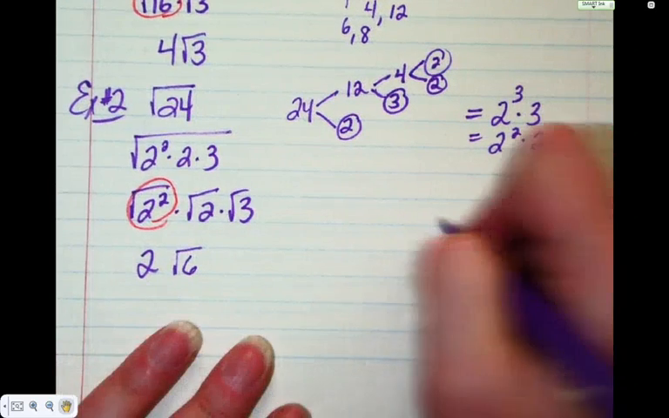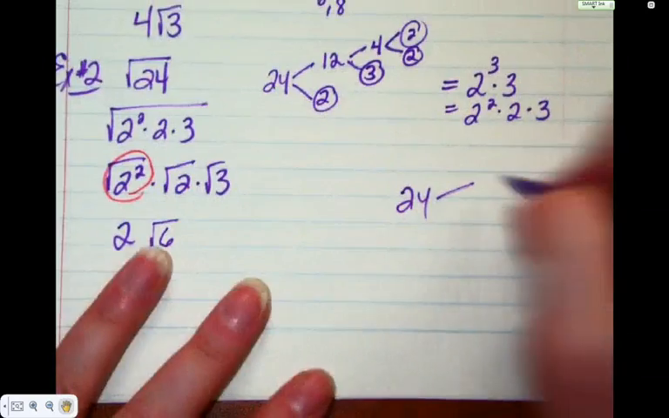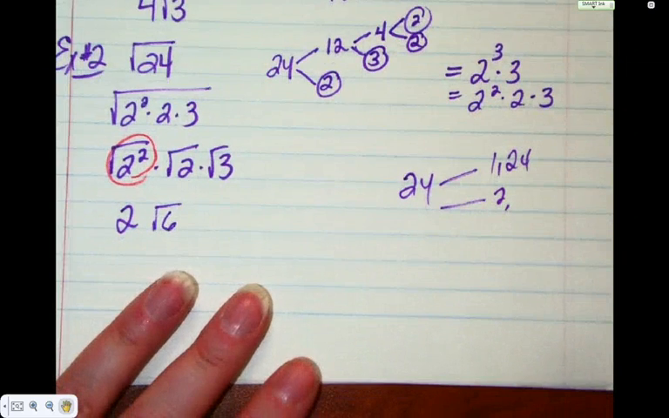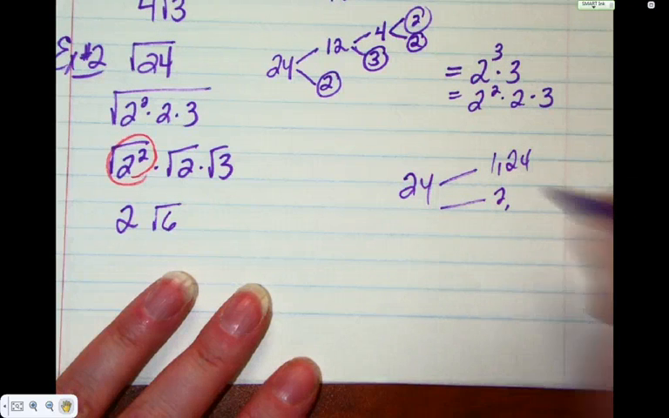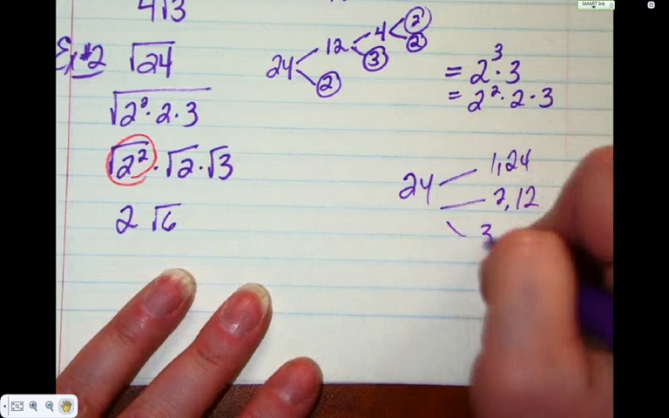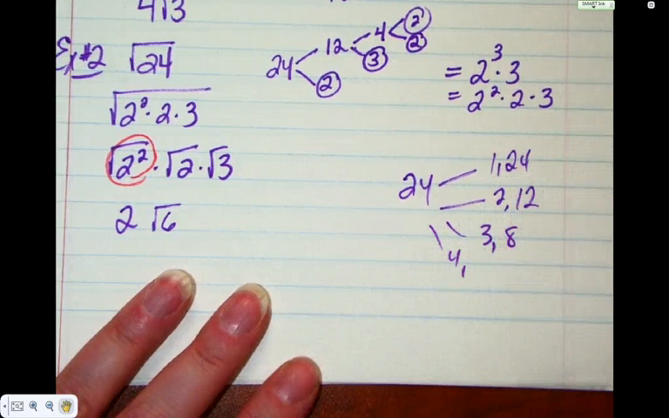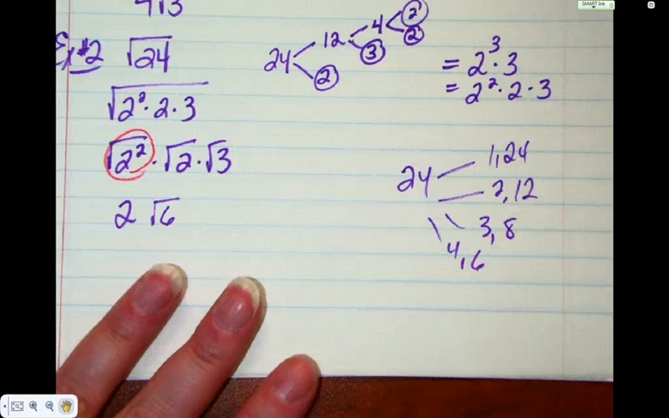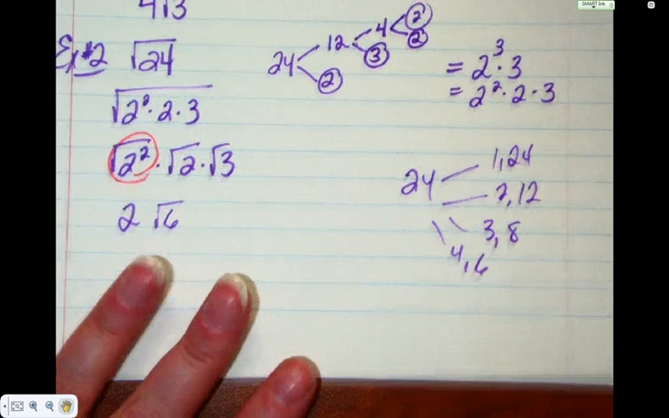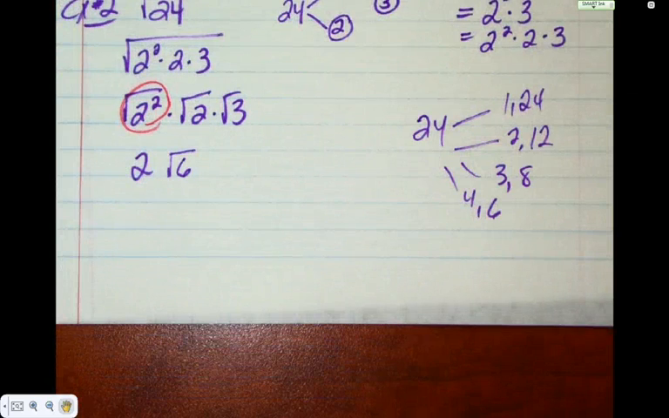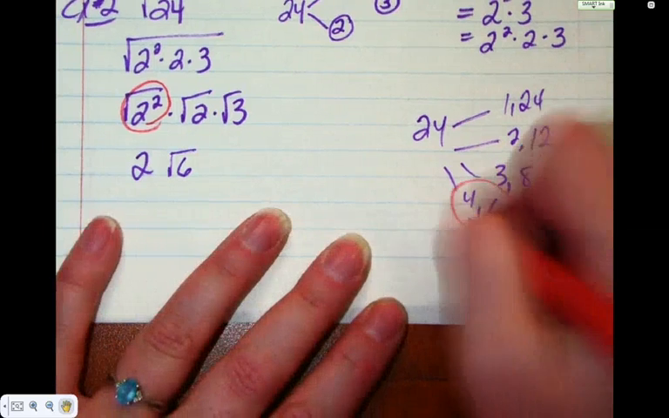If you like the other method better, factors of 24: 1 and 24, 2 and 12, 3 and 8, 4 and 6, 5 and, so we're done? Which one is the highest perfect square? Four and 6 is the highest perfect square.